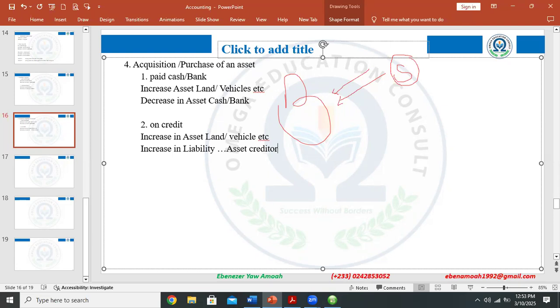So if you are following, you can appreciate that if the business is buying something, be it goods or asset, right? Then you have to consider, did the business pay or did they do it on credit? On credit means they didn't pay. So if they paid, then the cash or bank is going to decrease, right? But if they didn't pay, then a liability will be in the picture. Any questions so far?